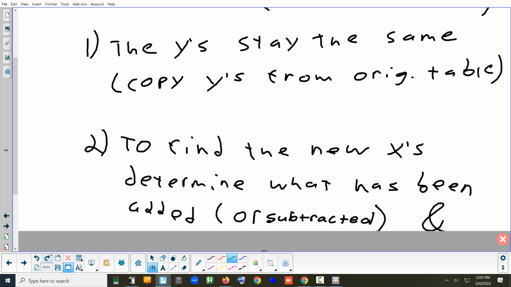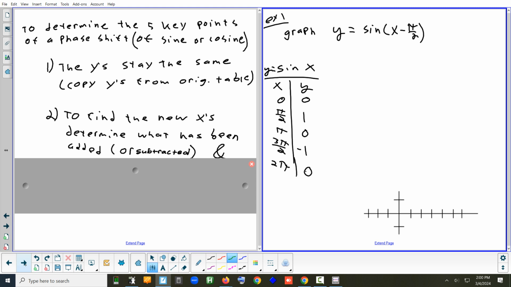So first thing you have to do is look at the problem and look at what has been added or subtracted in the parentheses. Okay, so the first problem we're going to do, do we have addition or do we have subtraction in the parentheses? Subtraction. What are we subtracting? Pi over 2. Yeah, we're subtracting pi over 2.